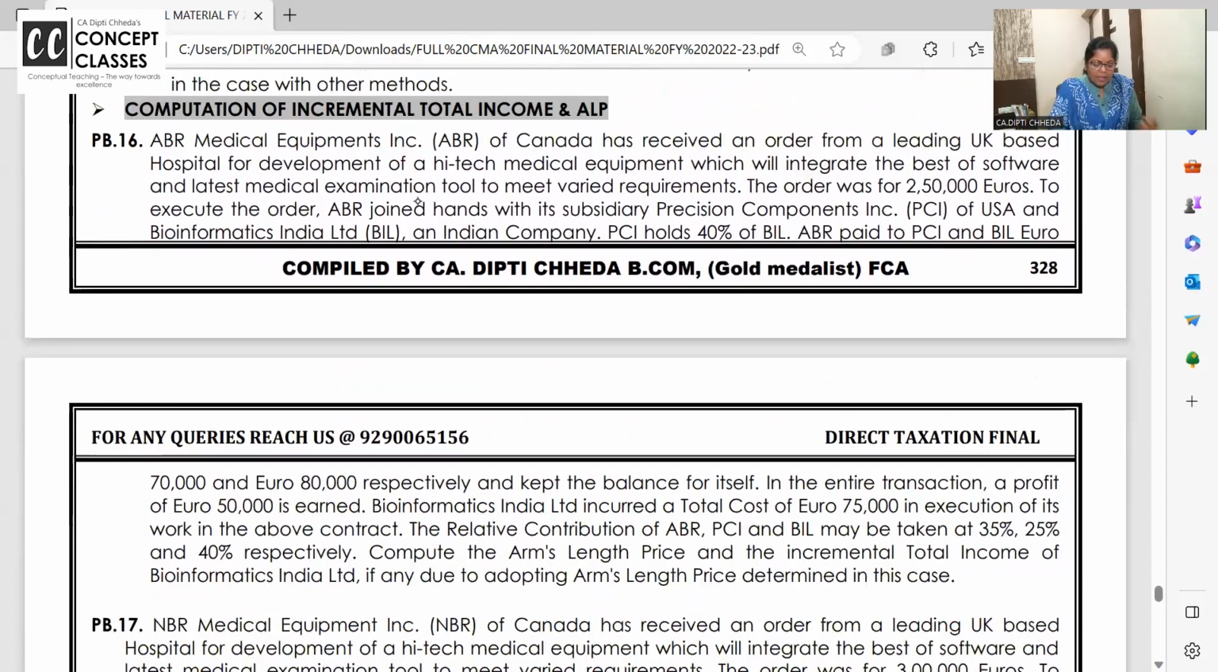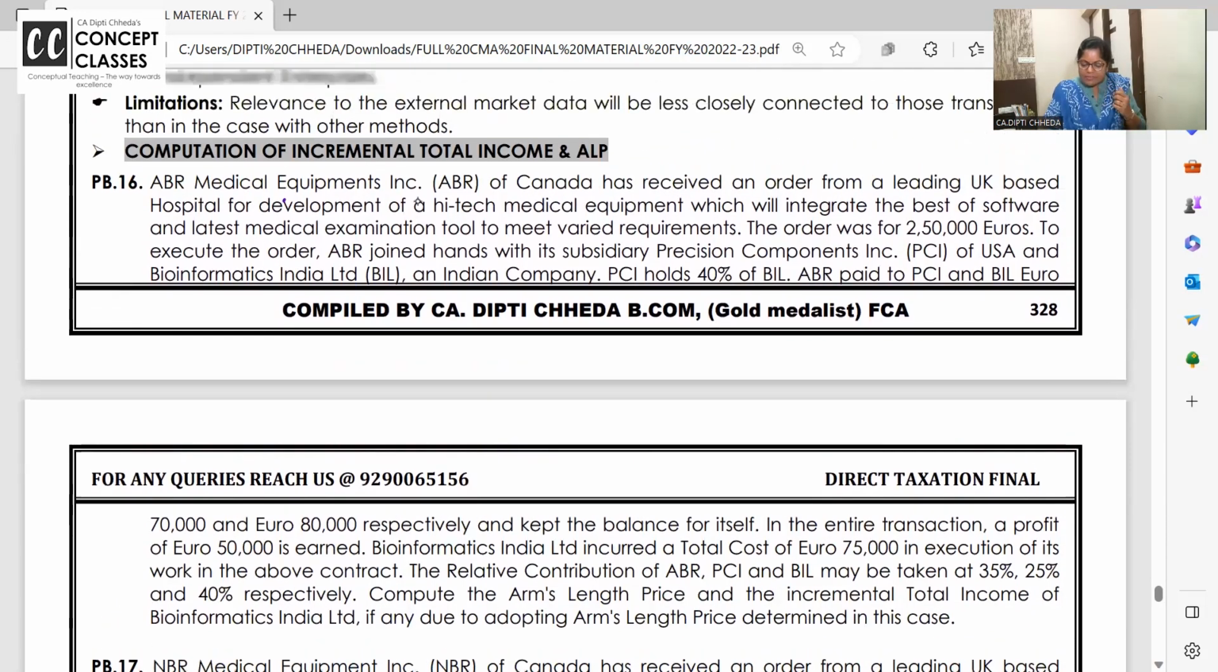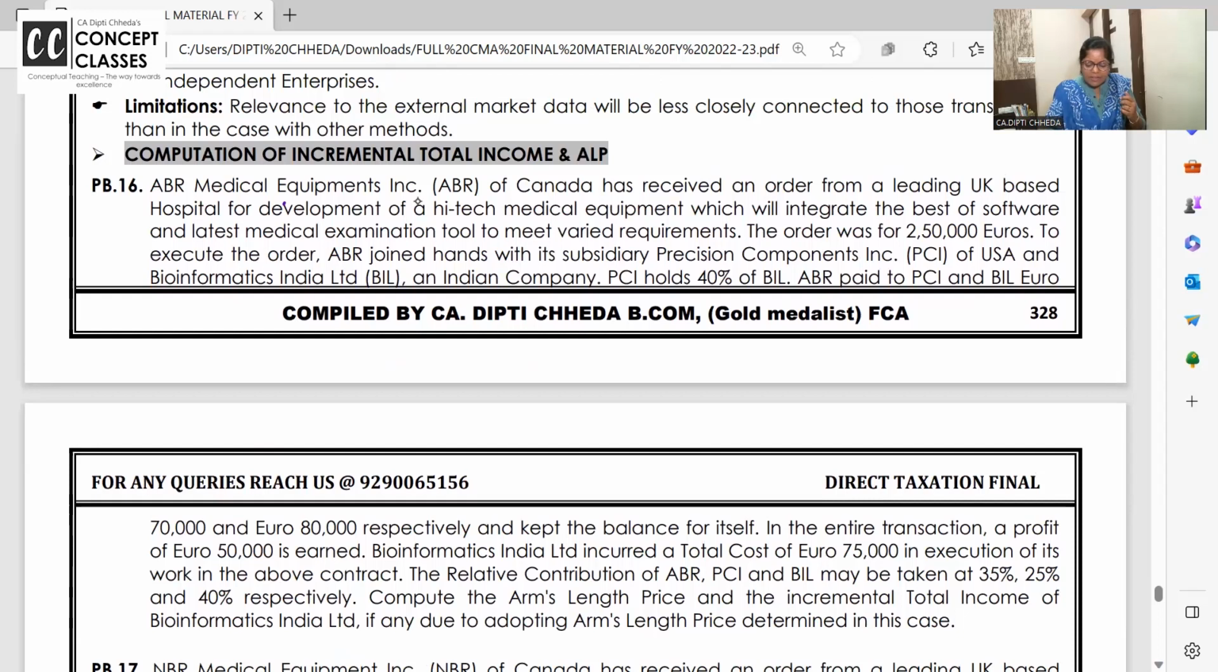See. ABR Medical Equipment has received an order from a leading UK based for high-tech equipment. The order is 2,50,000 euros. To execute this, ABR has joined subsidiary PCI of USA and BIL of India. हमको तो BIL से मतलब. So PCI holds 40% share in the BIL. So obviously associate enterprise.